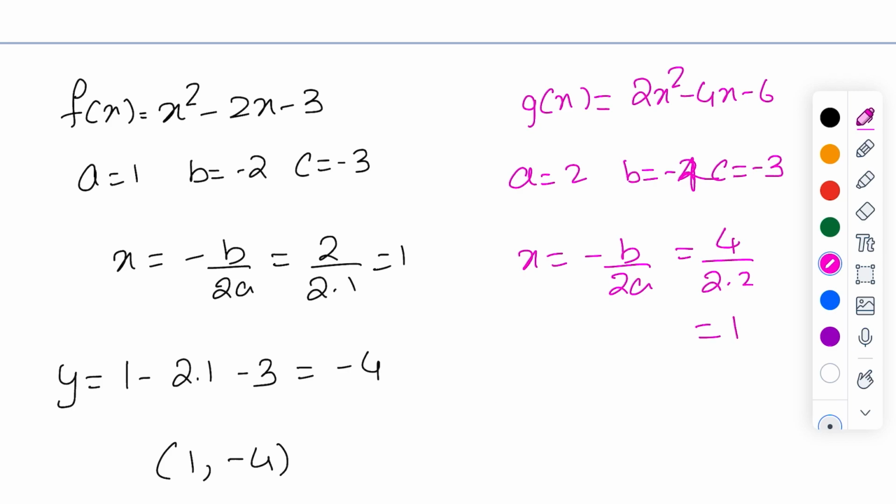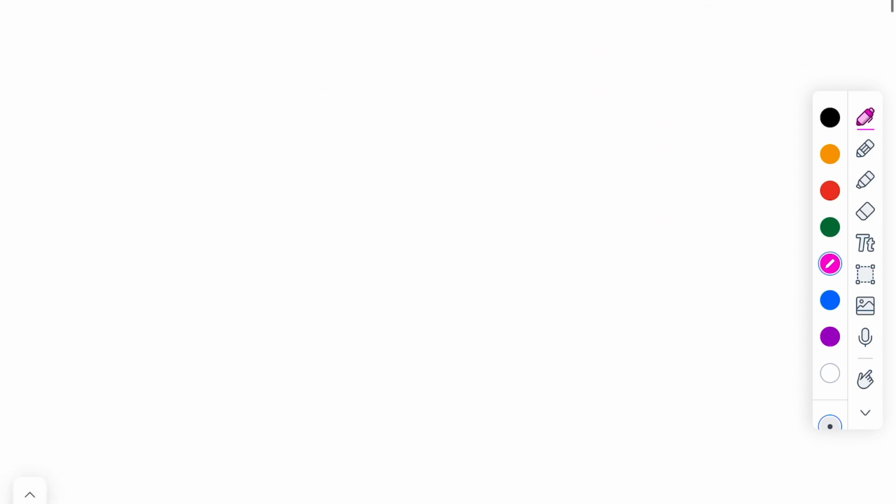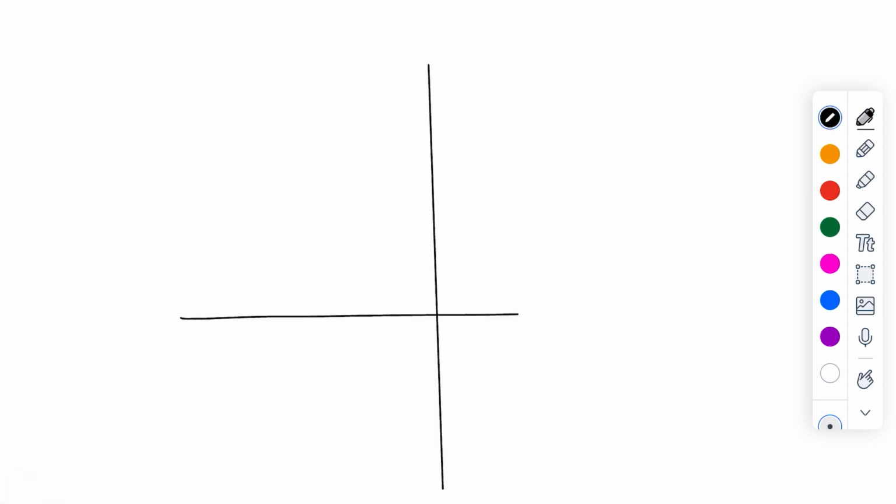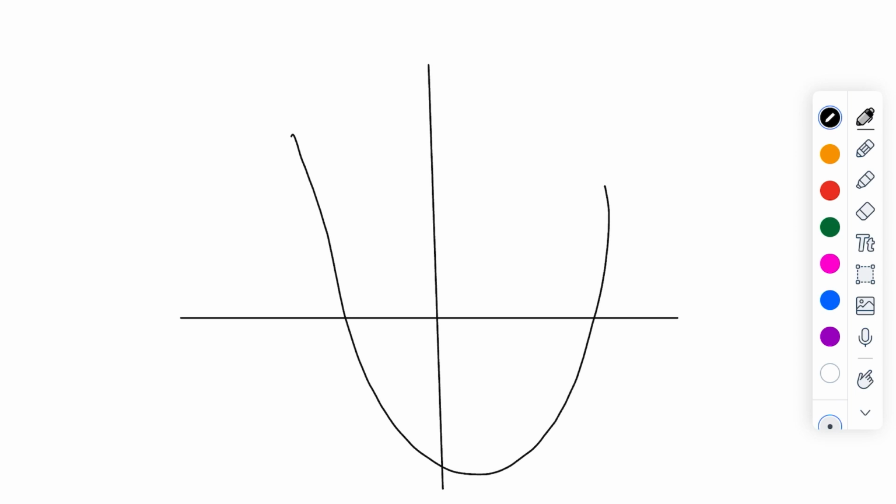So now how do I get the y coordinate? Plug in 2 times 1 square minus 4 times 1 minus 6. So what is that? Becomes minus 8. So what is the vertex? 1 comma negative 8 is going to be the vertex. Next is asking us to sketch the graph. So you can use a GDC to sketch the graph. For the first one, 1 comma negative 8.